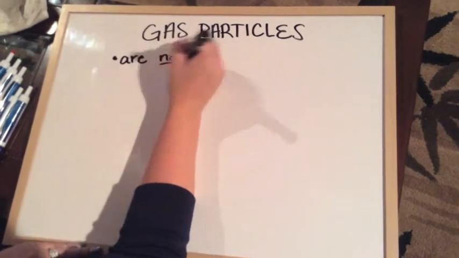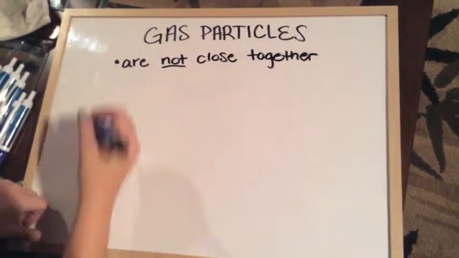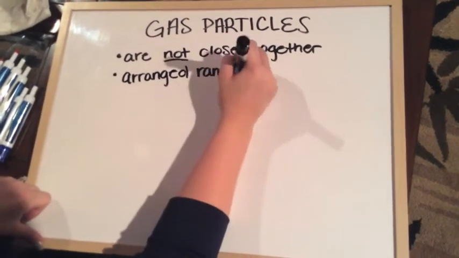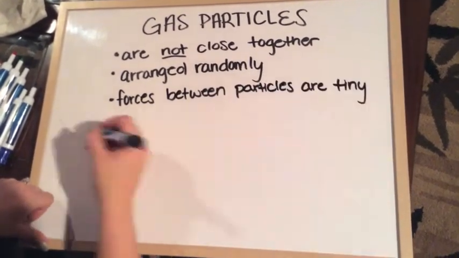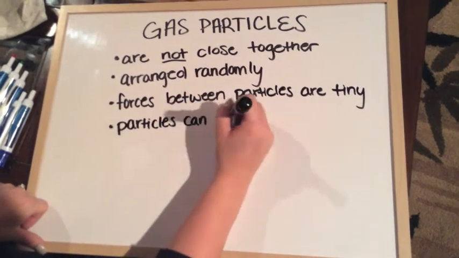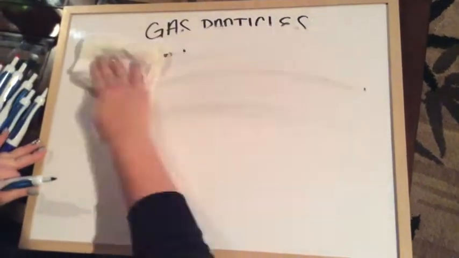Now we'll take a look at gas particles. Gas particles are not close together at all. They're arranged randomly like liquid particles, and the forces between the particles are not strong. Particles can move freely in a gas.